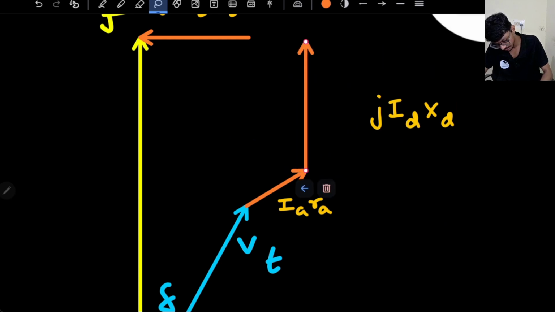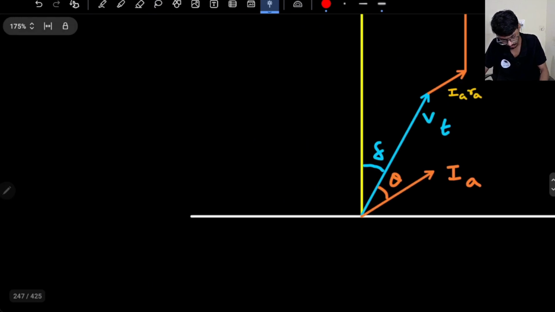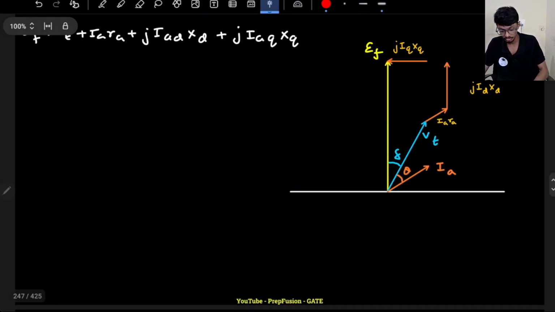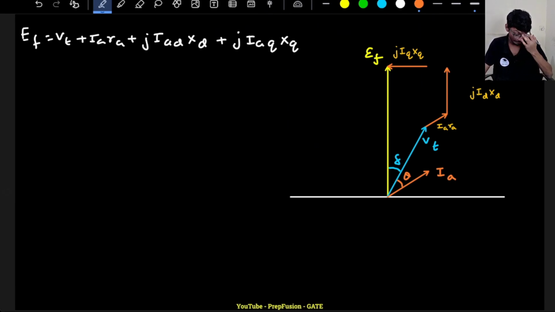Then I will add this component, that is plus j IAD XCD. So IAD will be in what direction? 90-degree back. This thing you have to always remember; if you can remember, it's good. If you cannot remember, just do one thing: write the flux. That's it. Write the flux. So your IA is here, and your psi will be here.